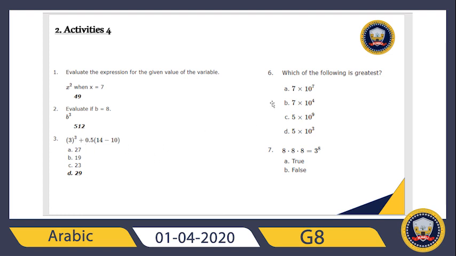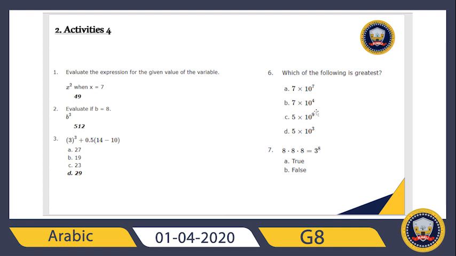Good. Now, which of the following is the greatest? I have here 4 numbers written in scientific notation. I need to compare these numbers. First thing, you check the greatest power of 10. Which one is the greatest power of 10? It is this one, 5 times 10 to the power of 9. Whatever these numbers are, don't look at them. Just look first at the power of 10. Since this is the greatest power of 10, C is the greatest number.